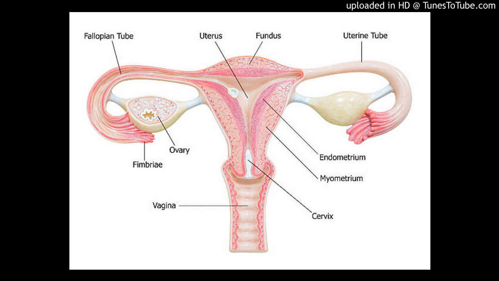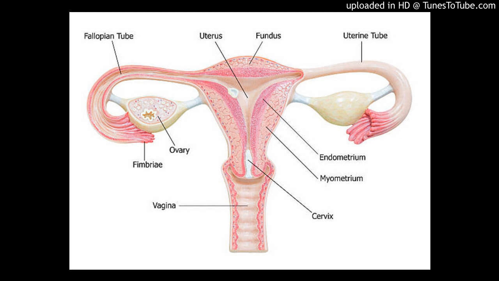Now, let us look at the female reproductive system in humans. The female reproductive system consists of a pair of ovaries. So, these are a pair of ovaries, which play an important role in the process of reproduction in females. Ovaries produce the female gametes.